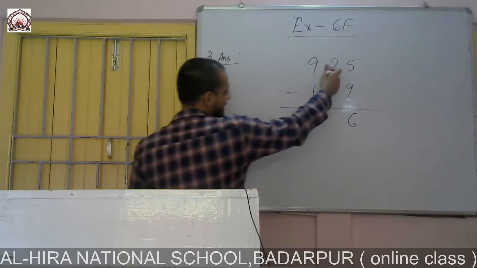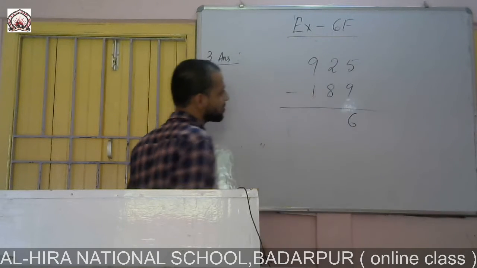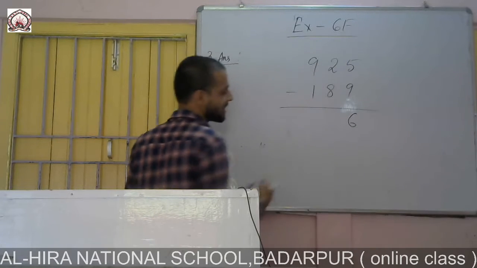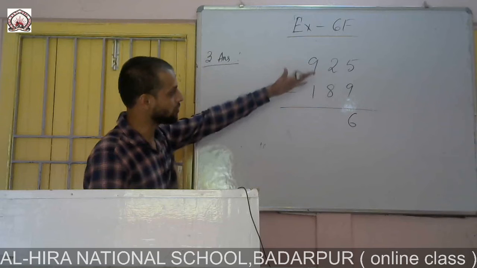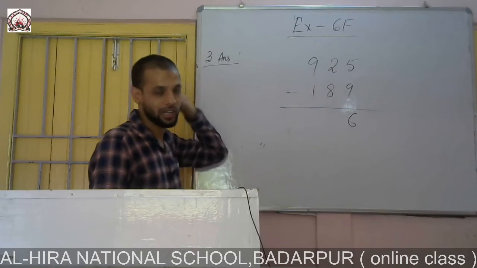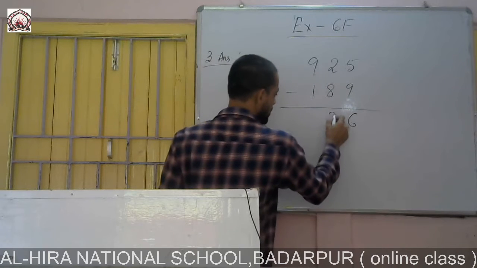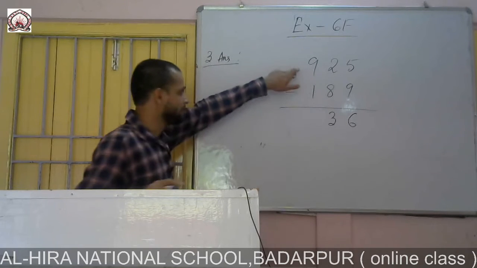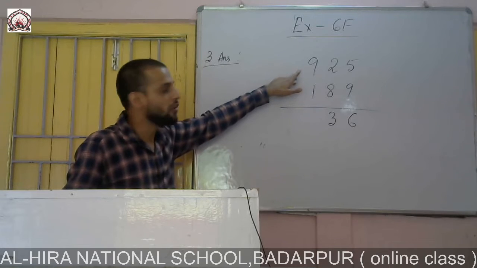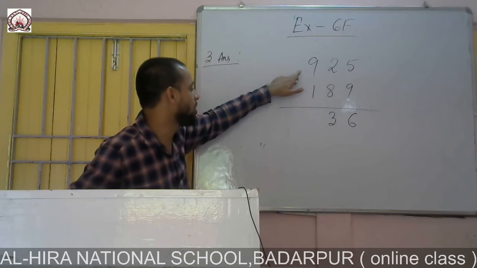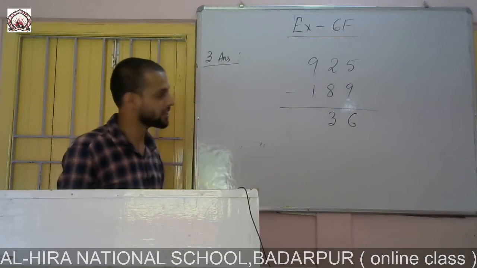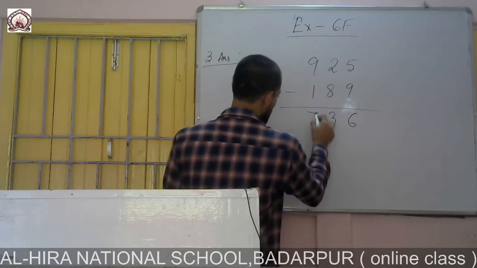So here in the tens place, the digit which is there is 1. We cannot subtract 8 from 1, so we have to carry 1 from the hundreds place. If we carry 1 from the hundreds place, I will get 11. So 11 minus 8 equals 3. Here in the hundreds place the digit is 8 instead of 9, as earlier we took 1 from the hundreds place. So 8 minus 1 equals 7.